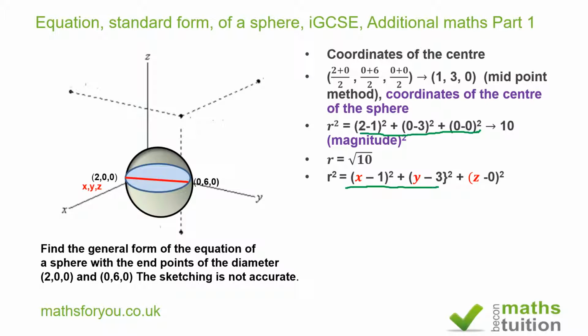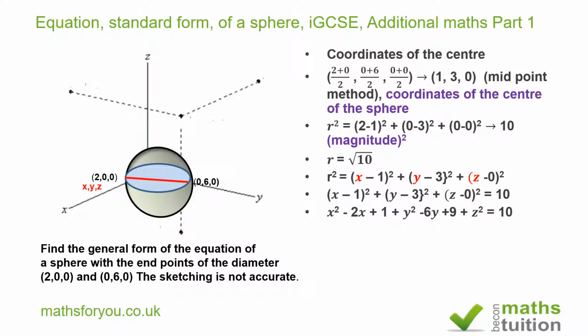Okay, now, we know that r squared is 10. That means that we can equate this to be equal to 10 there. So we end up with x minus 1 squared plus y minus 3 all squared plus z minus 0 all squared is equal to 10. We now open up our brackets and we end up with x squared minus 2x plus 1 plus y squared minus 6y plus 9 plus z squared is equal to 10.